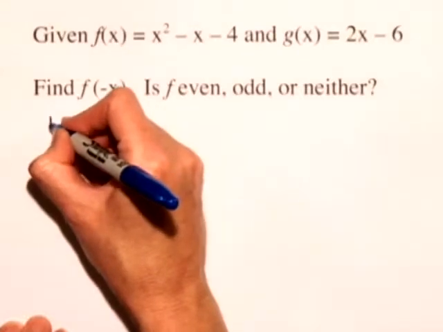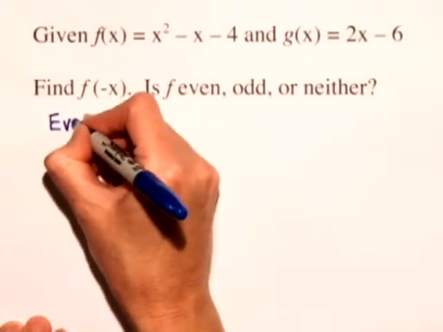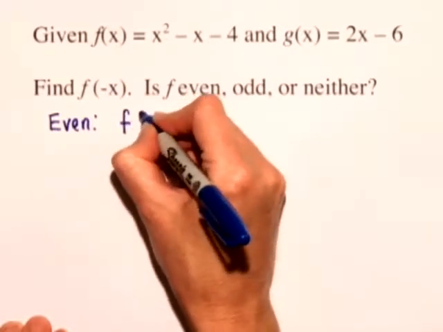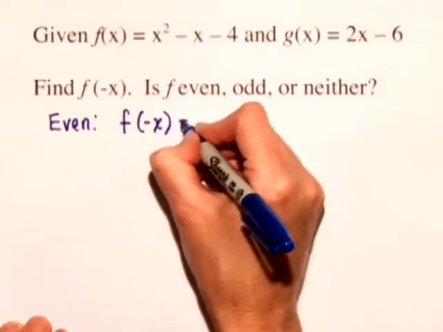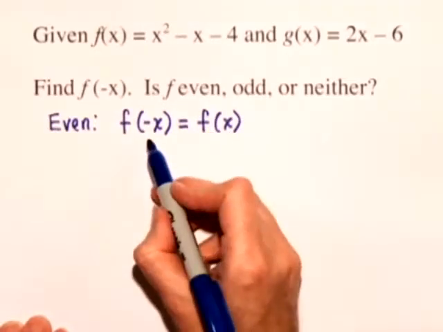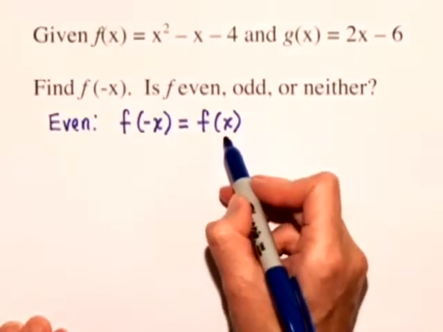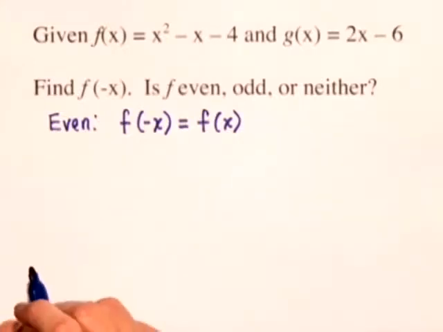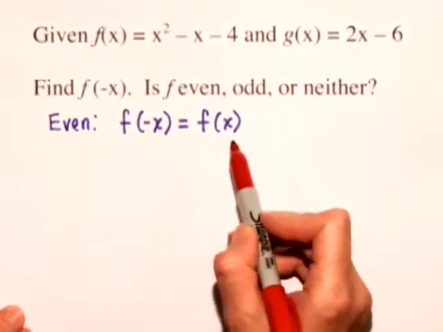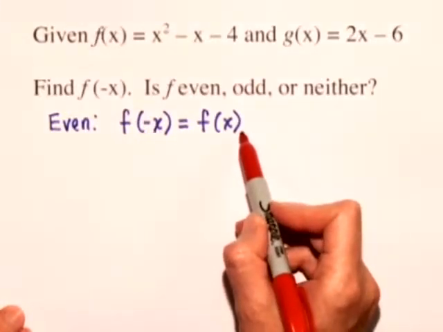If a function is even, then it has the following property. F of negative x is equal to f of x. In other words, f of negative x is equal to f of positive x for all x in the domain. So that means if we substitute negative x in for x, it will give us back the exact same function, then it's even.